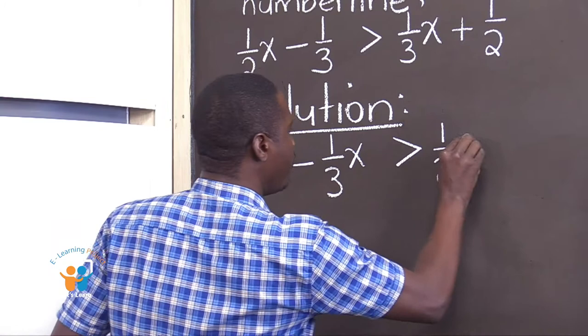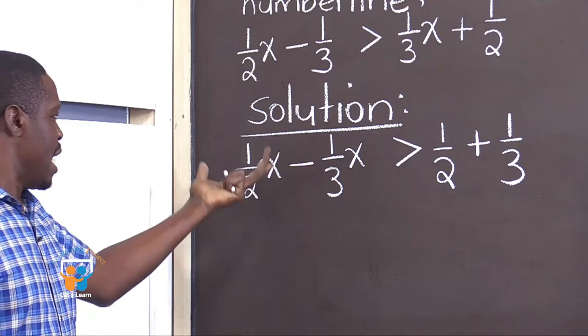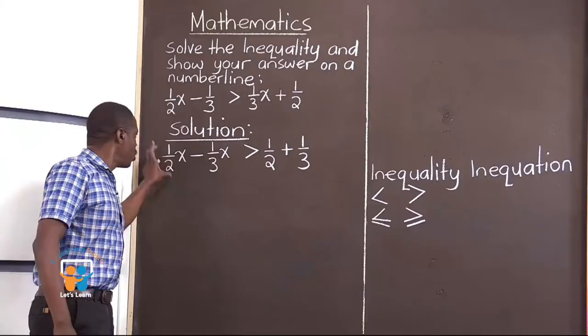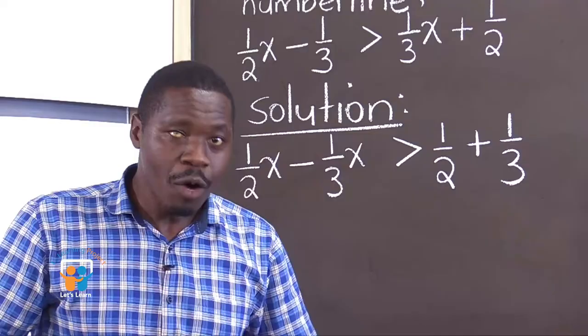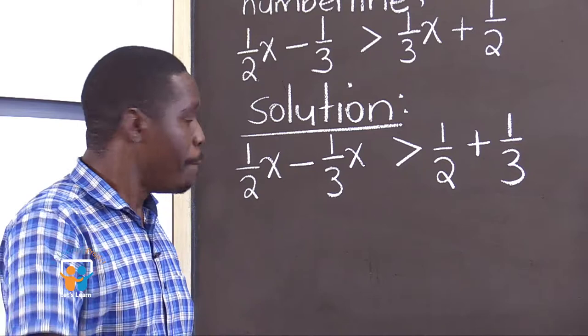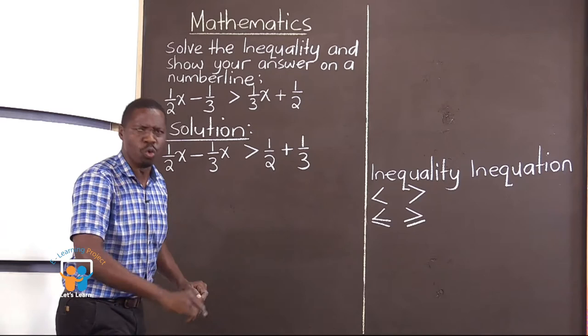Now, when we reach that stage, this is a fraction, that is a fraction, that is also a fraction. We can go ahead and look for the LCM. Remember, we now know how to look for the LCM. The LCM of 2 and 3 is... not a 2, come on, not a 3. It is a 6. Wonderful. It is a 6.